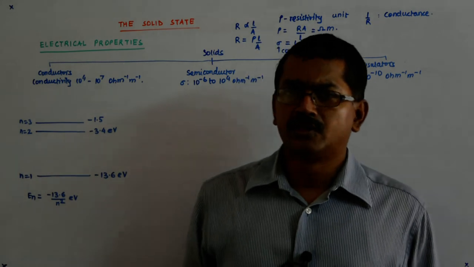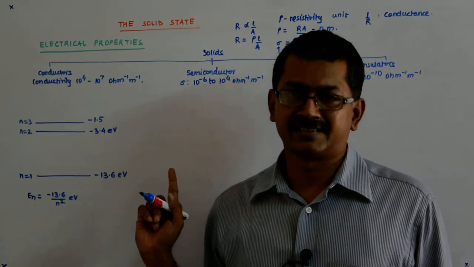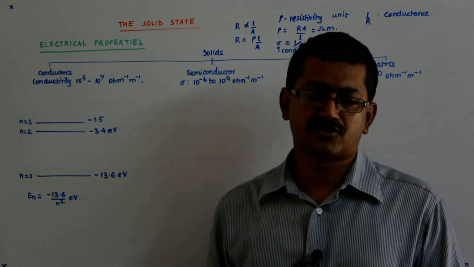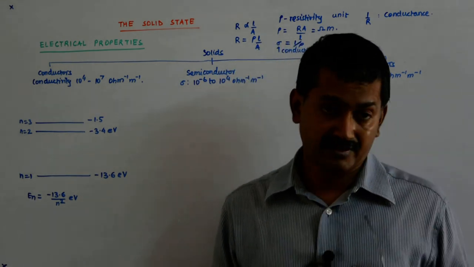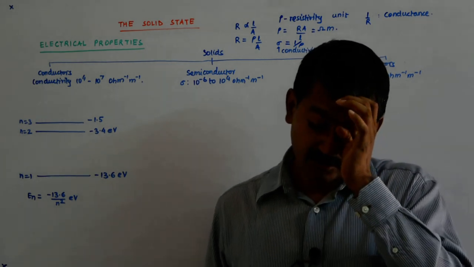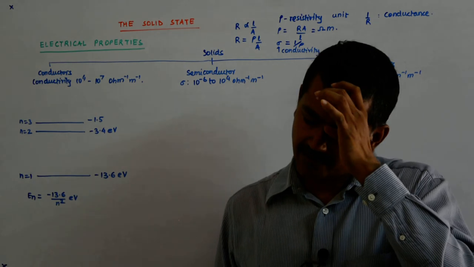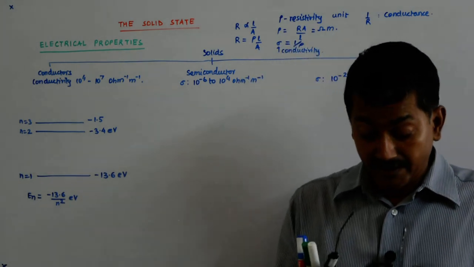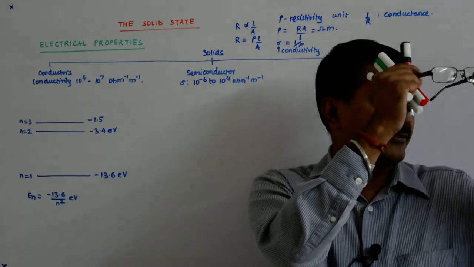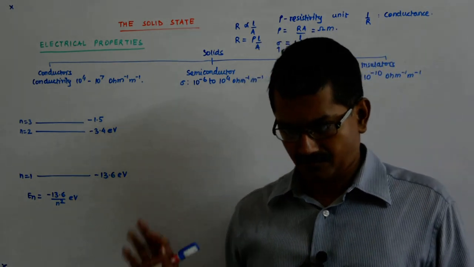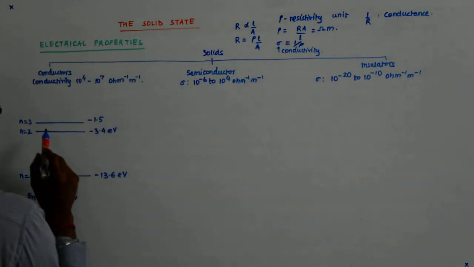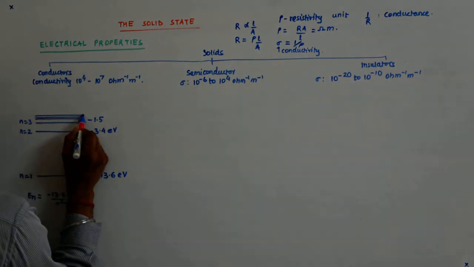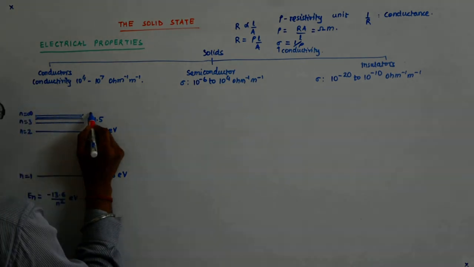Now we know that these are extremely sharp lines. Why? Because there is no atom-atom interaction in case of hydrogen. This is also rarefied hydrogen gas, right? So this is the energy level diagram for a hydrogen atom that is absolutely isolated from every other influence. And where is my zero? These lines start becoming closer and closer, till I have somewhere here n equal to infinity where the energy is zero.